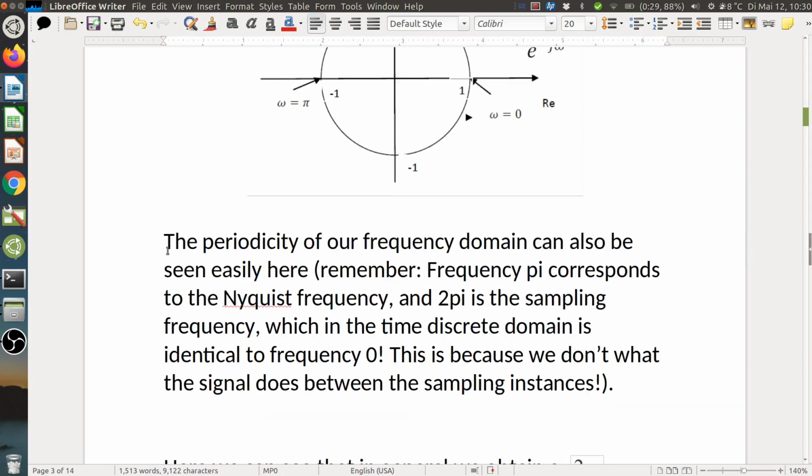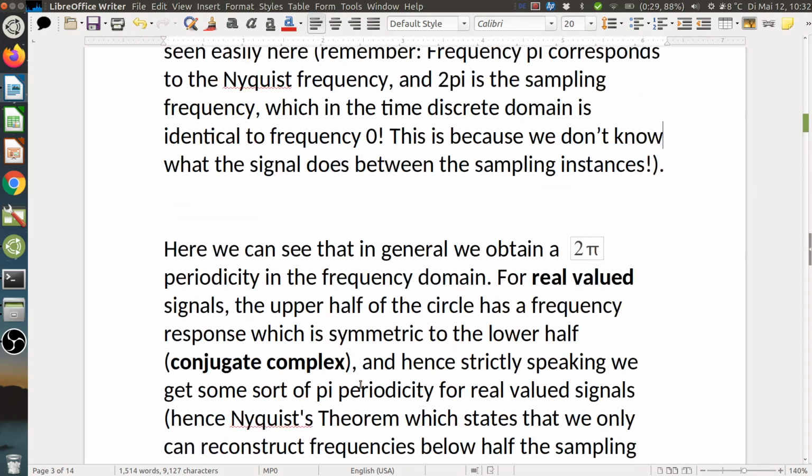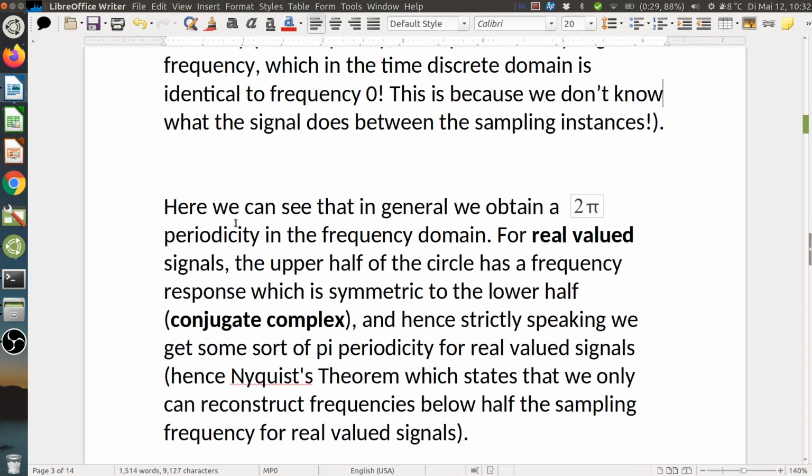Right, so this is what I just said. The periodicity of our frequency domain can also be seen easily here. Remember, frequency pi corresponds to the Nyquist frequency, and 2 pi is the sampling frequency, which in the time discrete domain is identical to frequency 0, because we don't know what the signal does between the sampling instances. So in general, we obtain a 2 pi periodicity in the frequency domain.